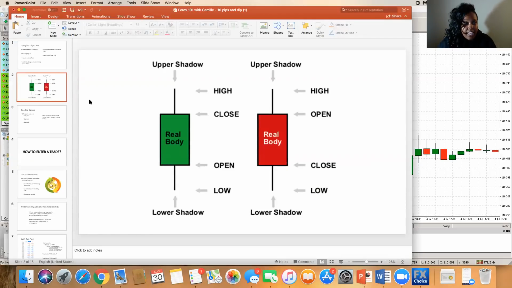Okay, so candlesticks, bodies, everybody's good on that? If you're good on that, type a 1 in the chat, type a yes, type something so I know that y'all are following and that y'all are good with that.